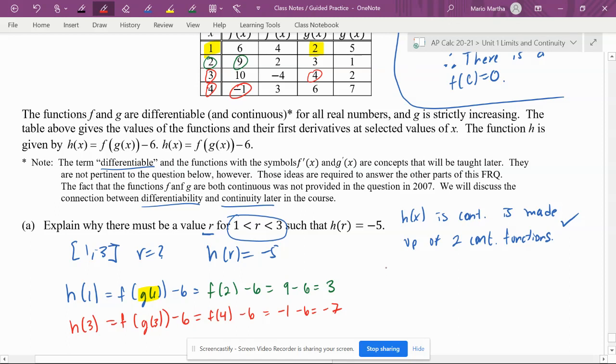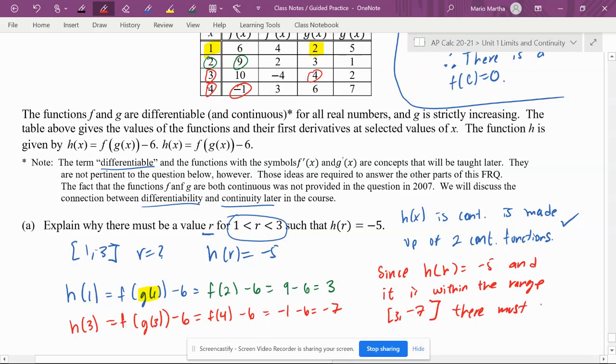Right? So I can now say that since h of r is equal to negative 5, and it is within the range, which was pretty much 3 to negative 7, right? Then there must be an r in 1 to 3.